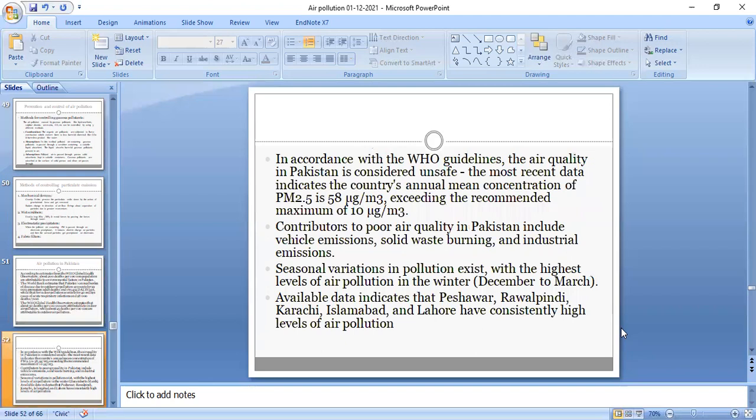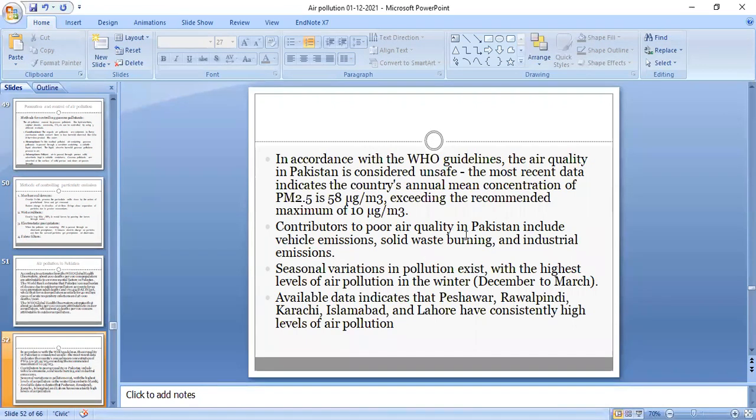In accordance with WHO guidelines, the air quality in Pakistan is considered unsafe. The most recent data indicates the Pakistan annual mean concentration of particulate matter of 2.5 micrometer size is 58 microgram per meter cube. That exceeds the recommended maximum limit of 10 microgram per meter cube according to WHO. See that it is about 6 times higher in Pakistan.